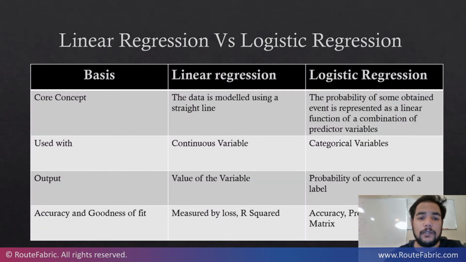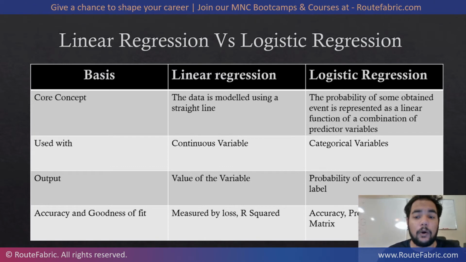Now let us see the difference between linear regression and logistic regression. The core concept of linear regression is that the data is modeled using a straight line, whereas for logistic regression, the probability of some obtained events is represented as a linear function of a combination of predictor variables. Next, for linear regression, we use continuous variables, whereas in logistic regression, we use categorical variables. The output of linear regression is the value of the variable, which is a continuous number, whereas for logistic regression, it is a label or a categorical variable that is given as the output.